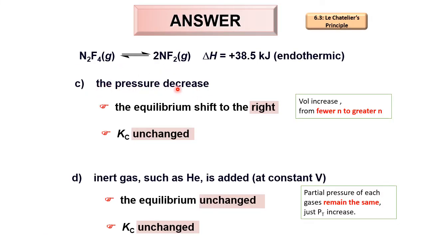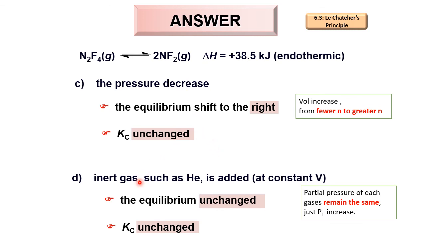C. The pressure decreases. Based on our previous discussion, when pressure decreases, volume increases. Now you feel quiet and you want to go somewhere crowded, meaning the system goes from a fewer number of moles to a greater number of moles. Here is 1 mole, here is 2 moles. So the system will shift to the right, from 1 mole to 2 moles. And then the Kc value remains unchanged.